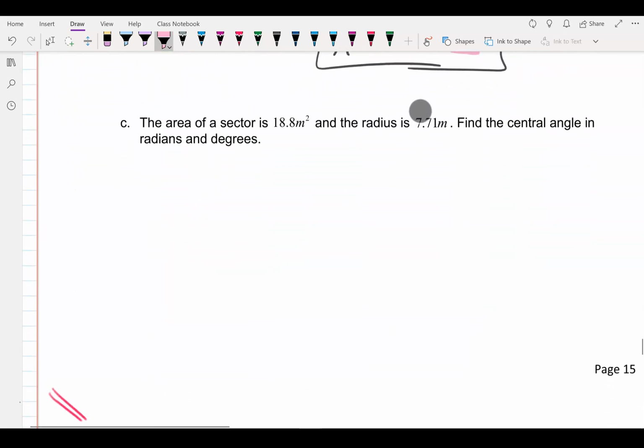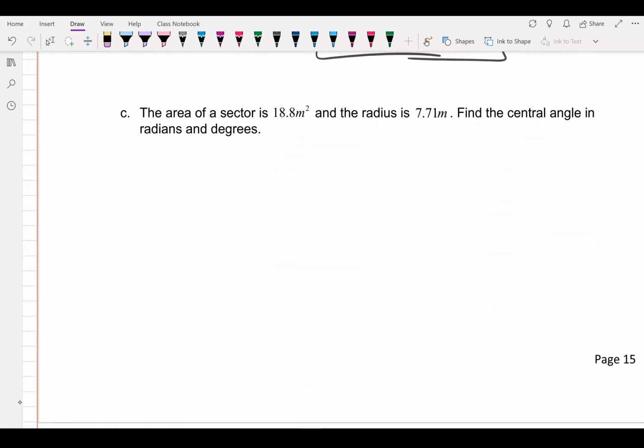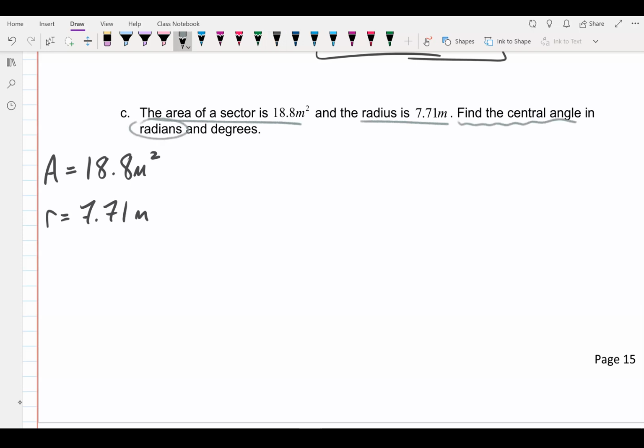Let's move on to the very last question we're going to do in this video, which is the area of a sector is 18.8 meters squared. So we're given area this time. And the radius is 7.71 meters. Find the central angle in radians and degrees. Okay, interesting. We're going to have to get a final answer here in two different ways. So the formula will give us an answer in radians, and we're just going to have to convert at the end.